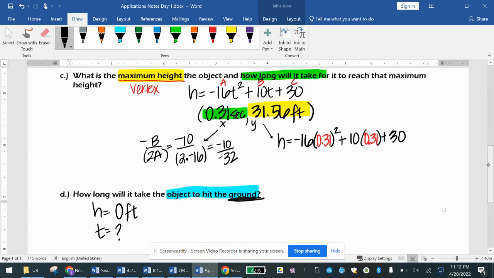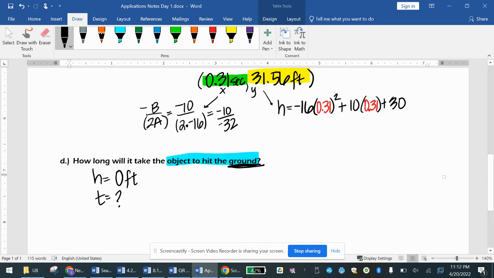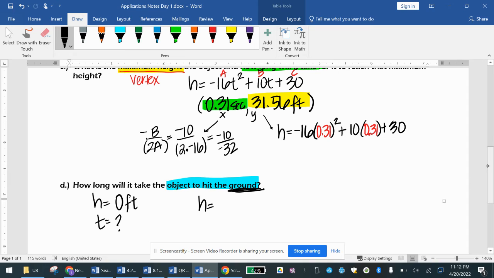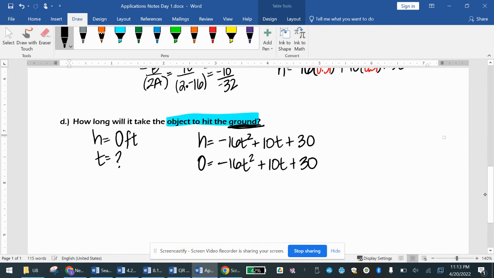So essentially, when something's on the ground, it is 0 feet above the ground. So you're going to take your equation, cuando algo está en el piso, está a la altura de 0 pies arriba del piso, ¿ok? Porque no está flotando arriba del piso, está en el piso. Ok, so la altura es 0. Tu objetivo, your job, if the height is 0, is to find t. Well, guess what? This is what we've been working on the last couple weeks.